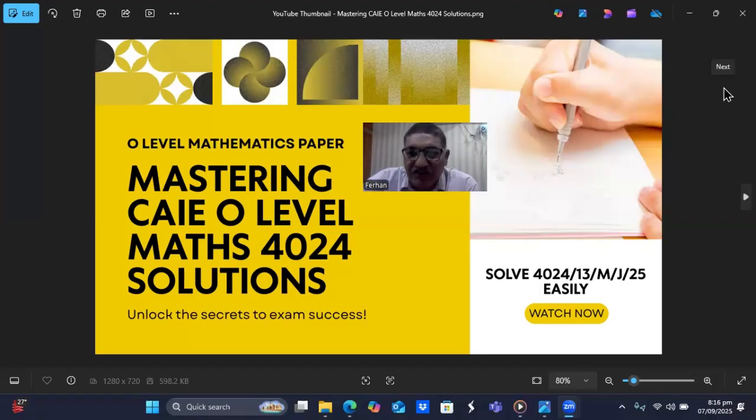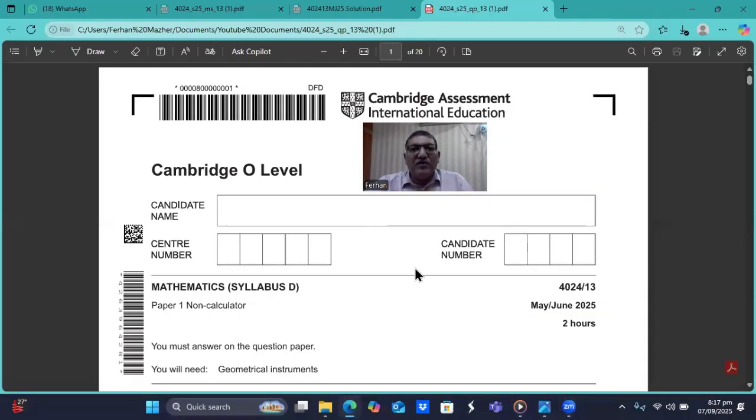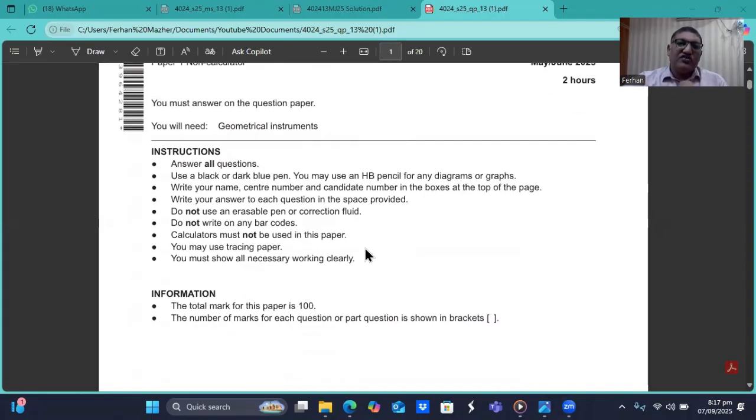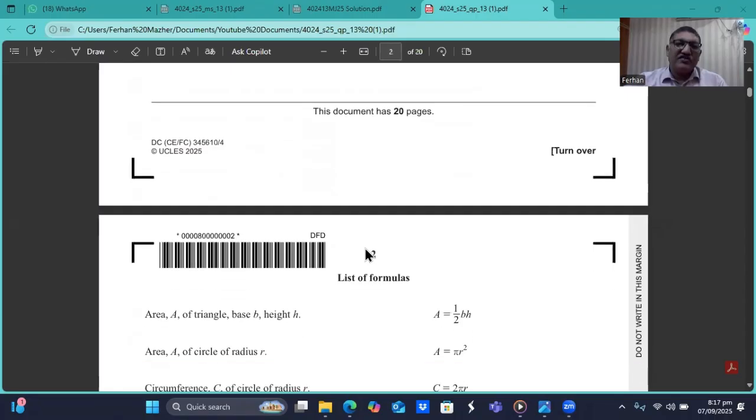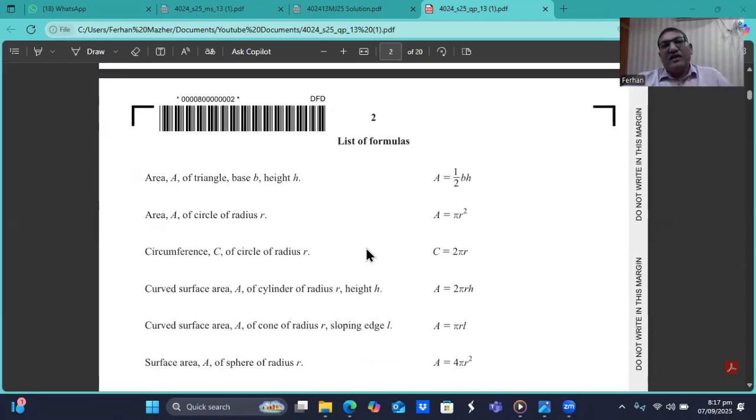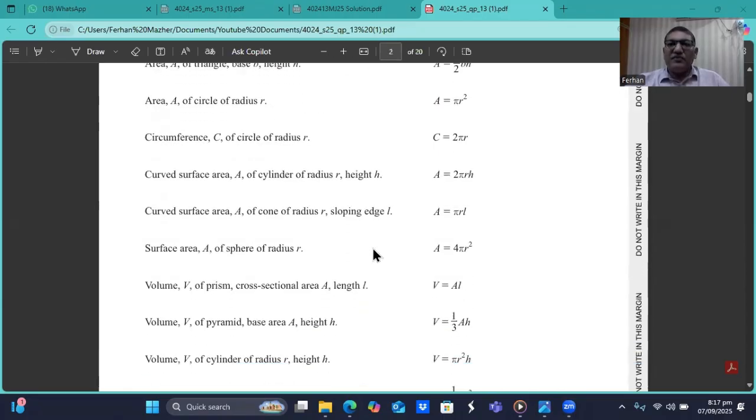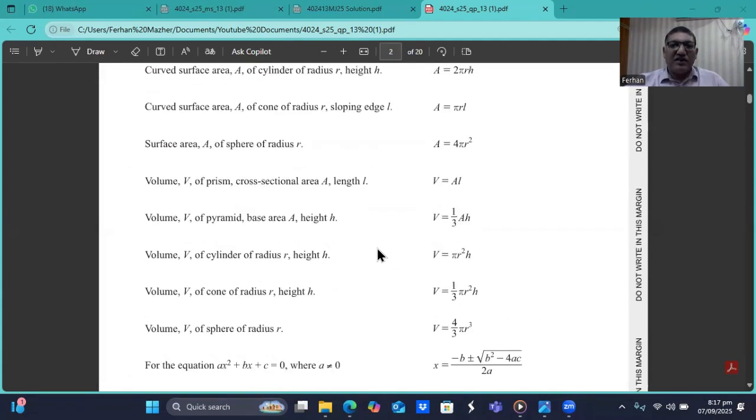This is 4024/13 May June 2025. So let's start the paper. The paper is showing up on your screen. The time allowed for this non-calculator paper 1 is 2 hours. The paper carries 100 marks. Let's start. Question number 1 is coming up on your screen. You see a list of formulae will also accompany this paper.